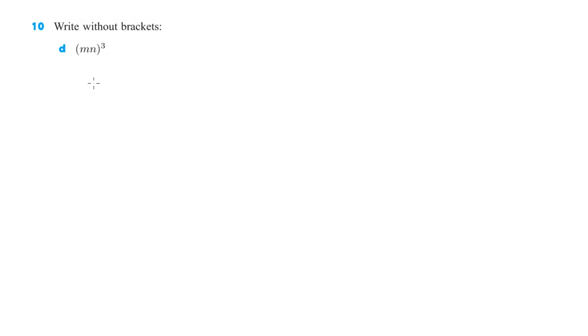Okay, last one for the 3D part 1, write without brackets. So really this is m to the 1st, n to the 1st. For me, this makes it a lot easier, and then I know I'm just going to multiply both of those by 3, so this is going to turn into m to the 3rd, n to the 3rd. And we are done. Okay.